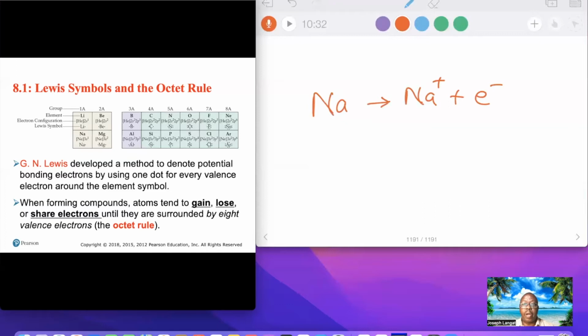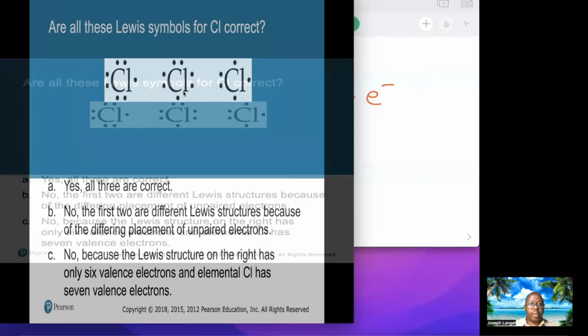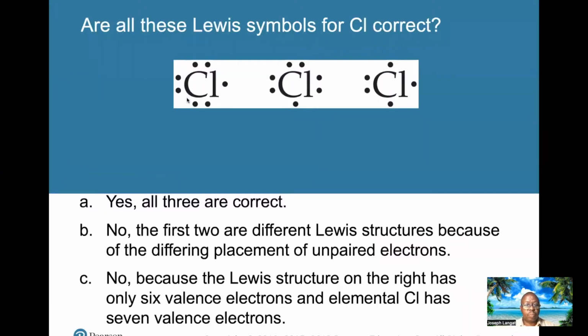Sodium will lose one valence electron. Non-metals tend to gain, or they share, in order to end up with 8 valence electrons. We call this the octet rule. Here is a learning check.